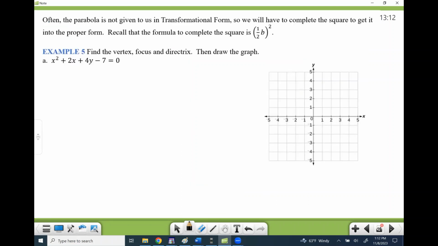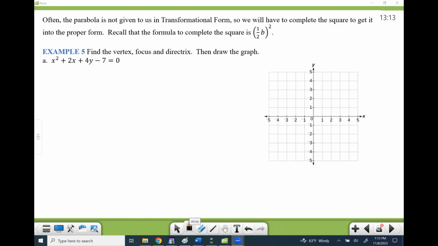All right. So all of these parabolas so far have been given to us in transformational form. Let's take one that isn't and put it into transformational form. So you are going to have to complete the square in order to do that, okay?